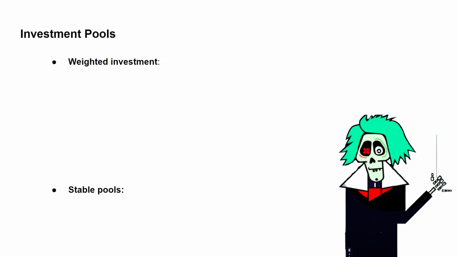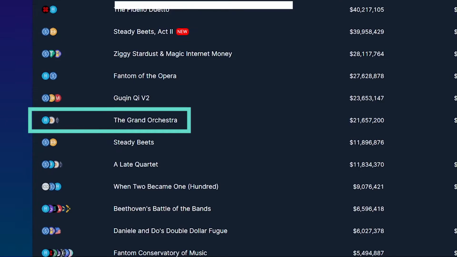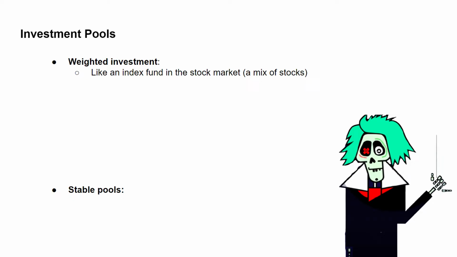Investment pools. There are two investment pools that are available on Beethoven: weighted and stable. If you are familiar with index funds in the stock market, that is essentially what these pools are. For example, one pool is called the Grand Orchestra, and if I invest in it, I'm splitting my funds up equally into three parts. One part Fantom coin, one part wrapped Bitcoin, and one part wrapped Ethereum. This diversifies my exposure to various tokens, just as an index fund with a collection of stocks does.